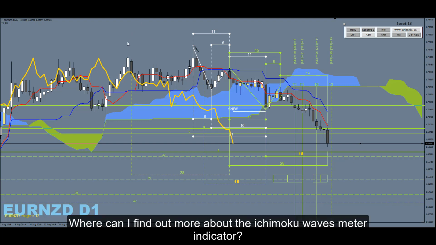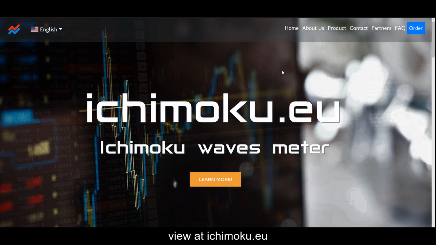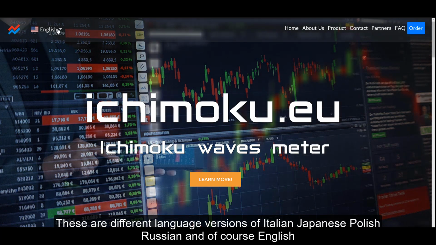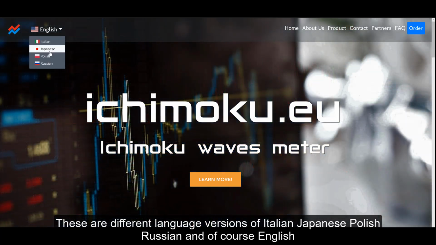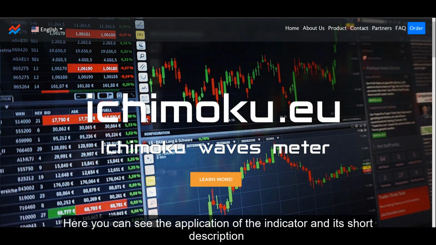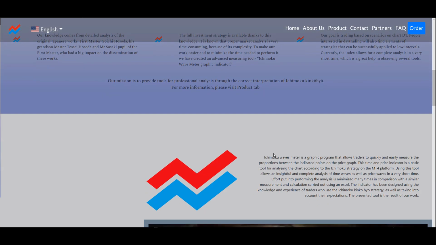Where can I find out more about the Ichimoku Wave Meter indicator? Visit Ichimoku.eu. There are different language versions: Italian, Japanese, Polish, Russian, and of course English. Here you can see the application of the indicator and its short description.